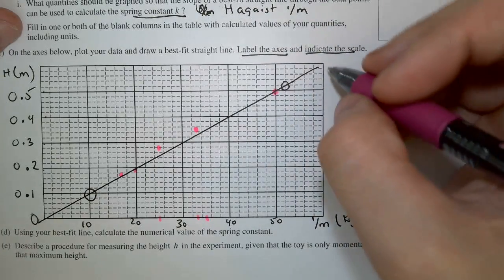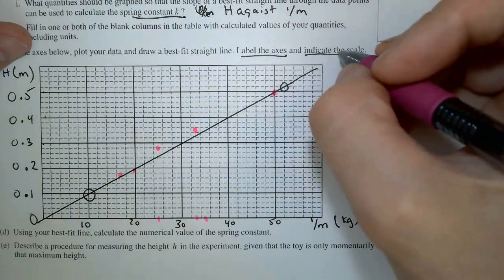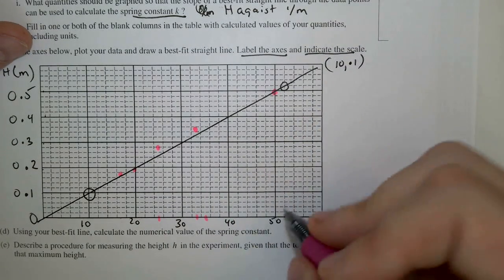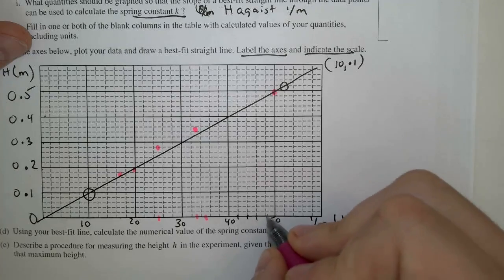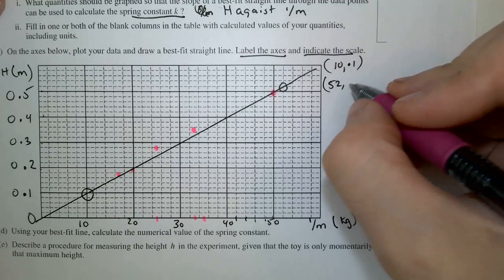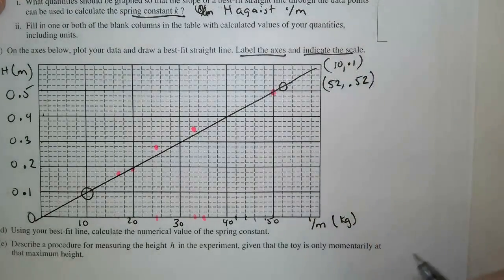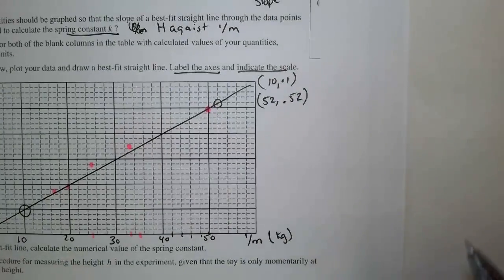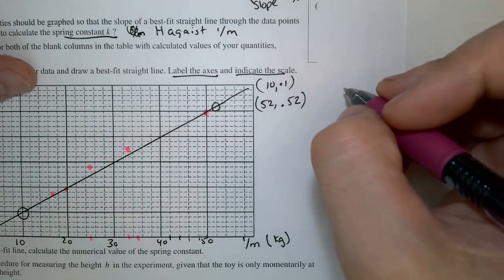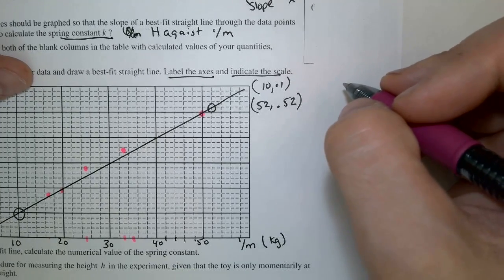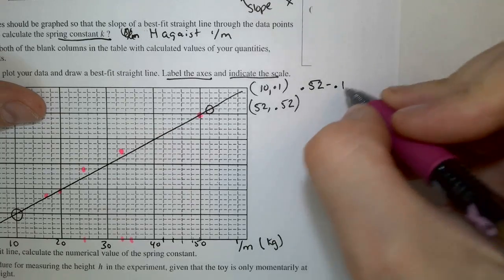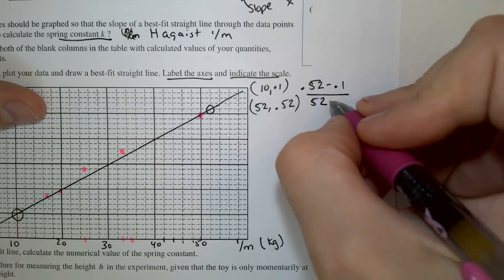I'm going to label these two chosen points. This one is going to be 10, comma 0.1. And then the next one is 50. We are counting by twos. 2, 4, 6, 8, 10. Yeah, so the next one would be 52, comma 0.52. Okay? So those are the 2 points. You have to write out your y2 minus y1, not the actual formula, but you actually have to show your work for it. If you do not show your work, you get 0 credit because they know that you can do this in a graphing calculator. So that would be 0.52 minus 0.1 over 52 minus 10.